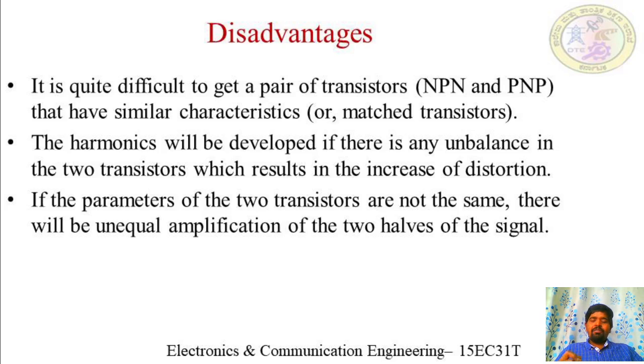So that's what they are saying, it is one of the disadvantages. Here harmonics will be developed if there is any unbalance in the two transistors. That means, as I already mentioned, the two transistors are complementary, but they should be symmetric. They should be made of the same material and have the same maximum power rating. If there is a mismatch, some harmonics will be produced. If the parameters of the two transistors are not the same, obviously unequal amplification will be there. So that is also a drawback of this complementary symmetry push-pull amplifier.